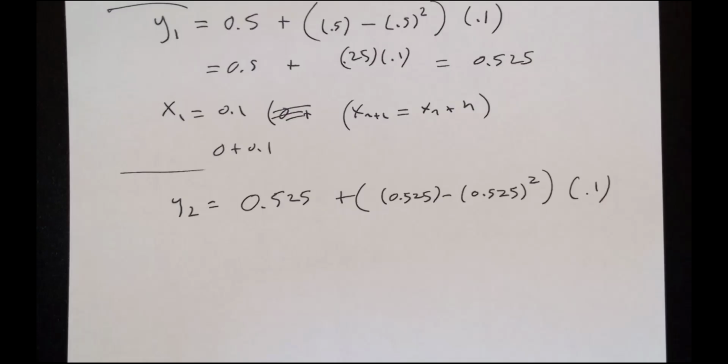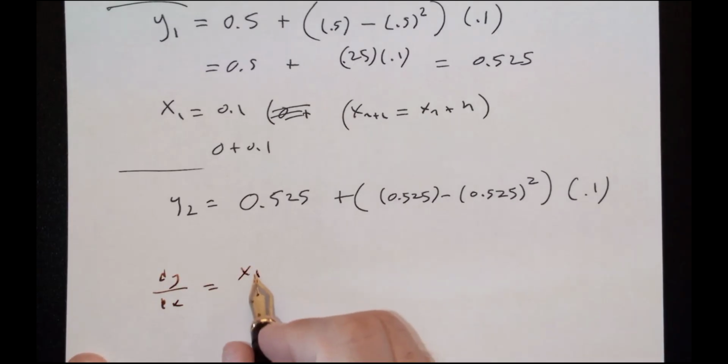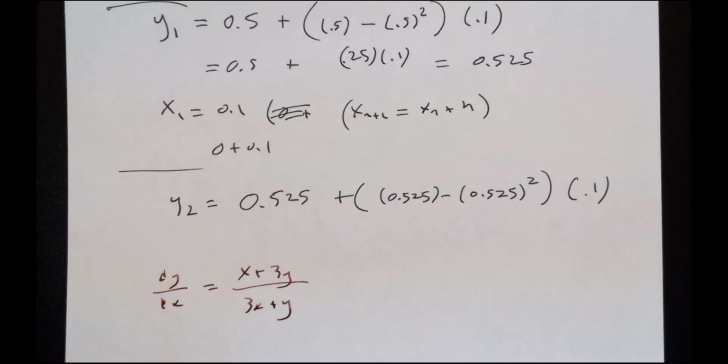Your number 8 on 2.5. Okay. So dy dx equals x plus 3y over 3x plus y. Now it says I'm going to need a substitution.